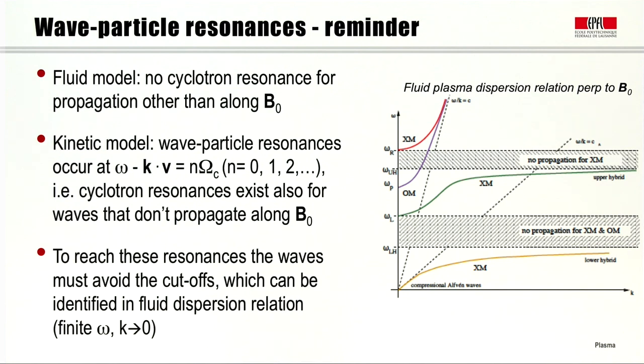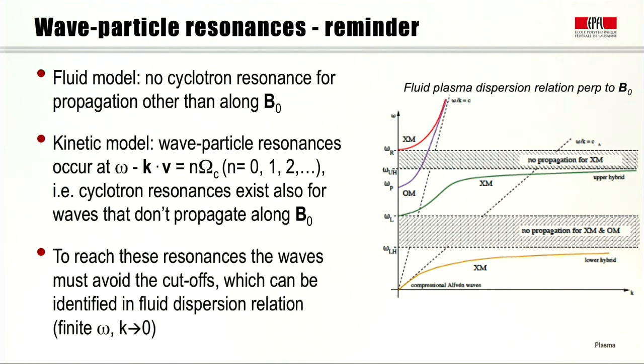However, we have already seen in the last lecture that in the kinetic model, that is the model that goes one step beyond the fluid approach, considering that the velocities of the particles are not all the same, so we have distributions that characterize the plasma. In this model, the wave particle resonances exist and occur when the frequency seen by the moving particle, which is of course the frequency that we launch in the plasma Doppler shifted by the k dot v term, corresponds either to zero, which means the plasma wave moves with the phase velocity that corresponds to the velocity of the particle, or to multiples of the cyclotron frequencies.